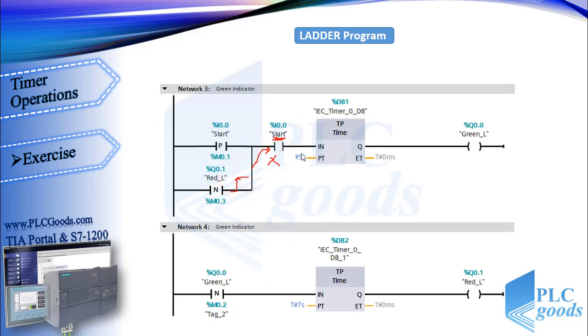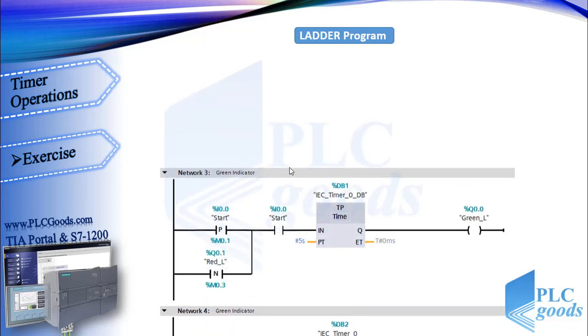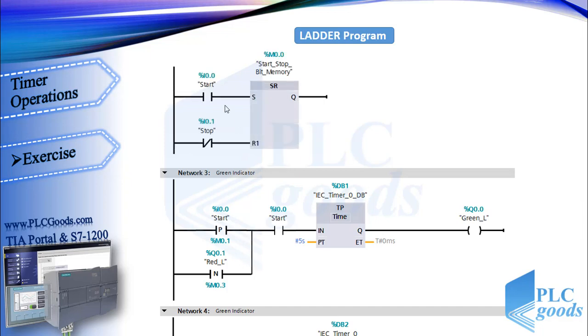Pay attention, in this program, if we want to start this process and also continue it, we must press and hold the start push button. Let me use a set reset instruction with start and stop contact as you see. So instead of holding the start push button, I can store and hold the start request at a bit memory. Now I use this bit, M0.0, instead of these I0.0 addresses.